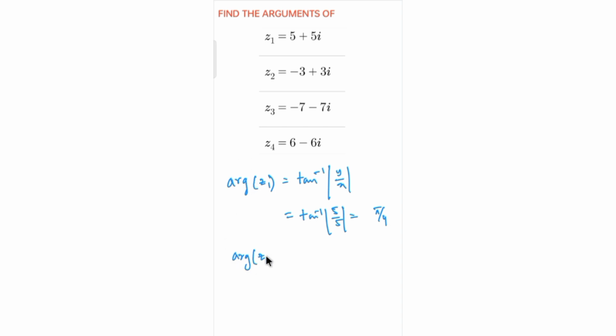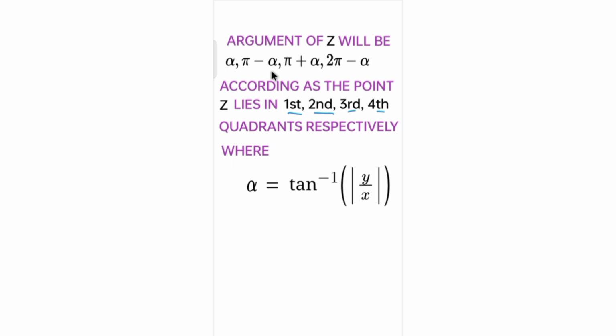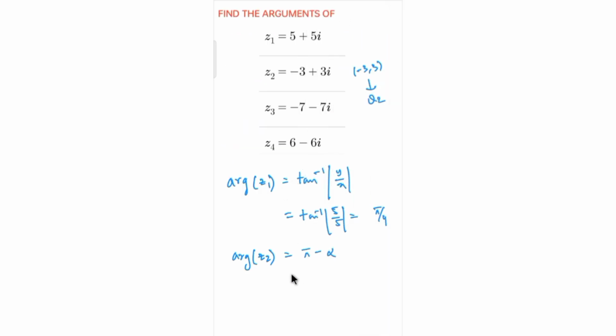Coming to the argument of z2, z2 is minus 3 comma 3, and this belongs to quadrant 2. If it's in quadrant 2, we write the argument as pi minus alpha, where alpha is tan inverse of mod of y by x. So it's pi minus tan inverse of 3 by mod of minus 3, which is pi minus tan inverse of 1. So you get pi minus pi by 4, which is equal to 3 pi by 4.